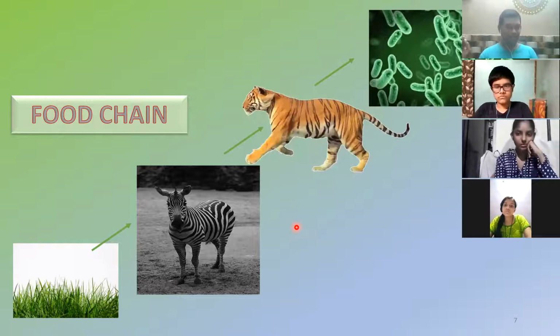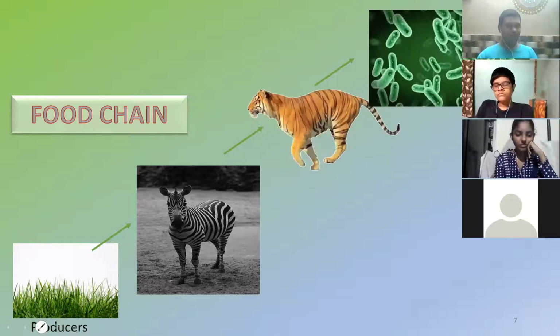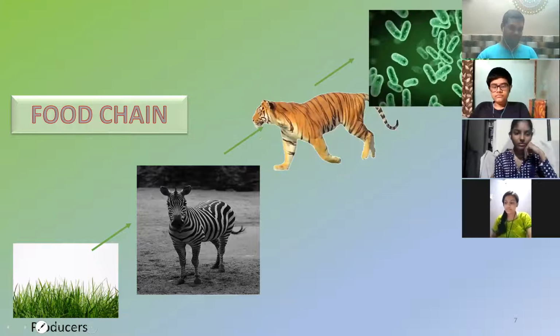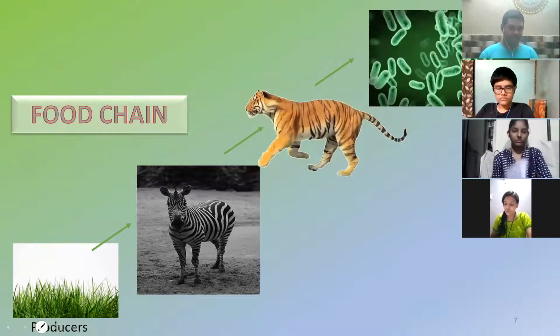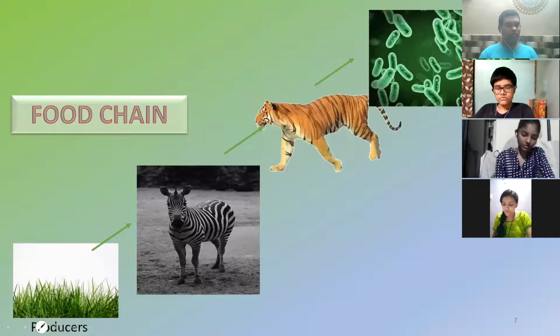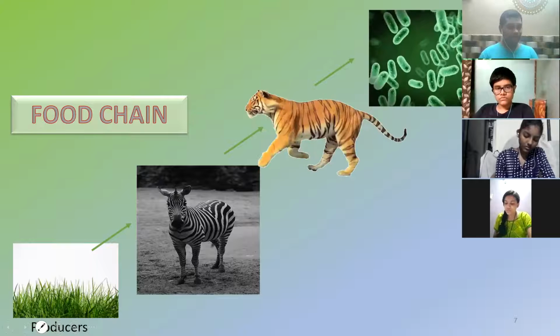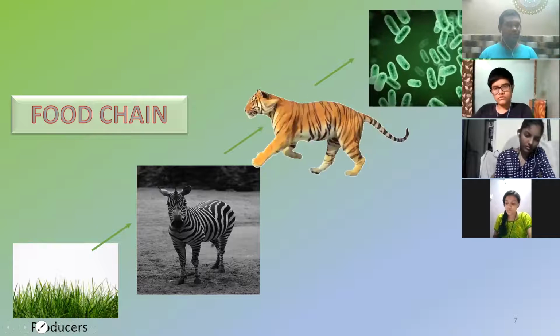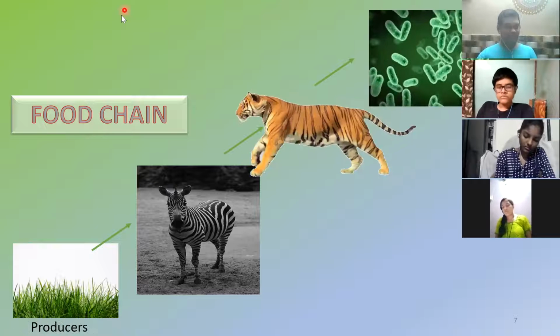Trophic levels. The first trophic level, we call producers, where we include the green plants. All the green plants belong to the category of producers because they are the ones who use the energy of the sunlight, and they are able to prepare the food with the help of raw materials.